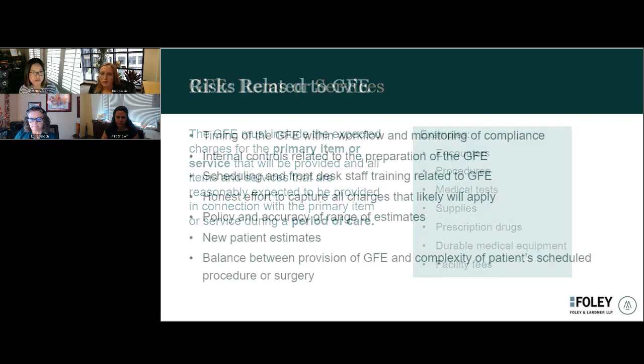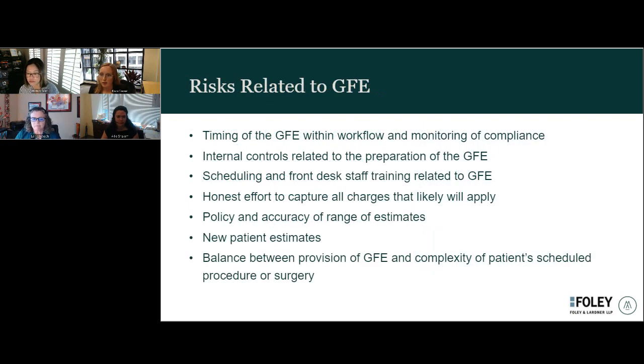And so now I'm going to pass it over to Lori to talk about some of the risks related to a good faith estimate. Thanks, Kara. Well, there's a whole bunch of risks that are probably popping through your head right now as you're thinking about everything that's been discussed, and there haven't been that many slides yet. So we still have a lot of slides to go through.